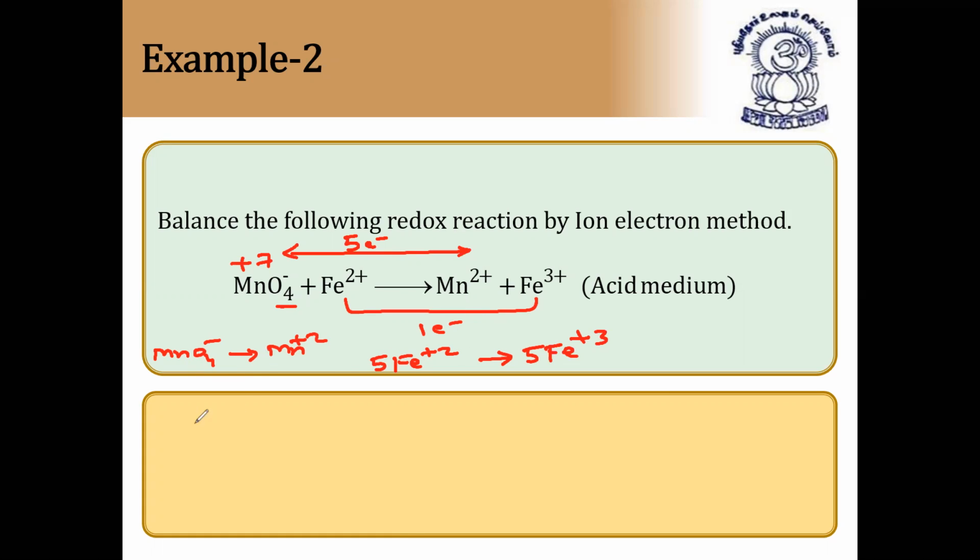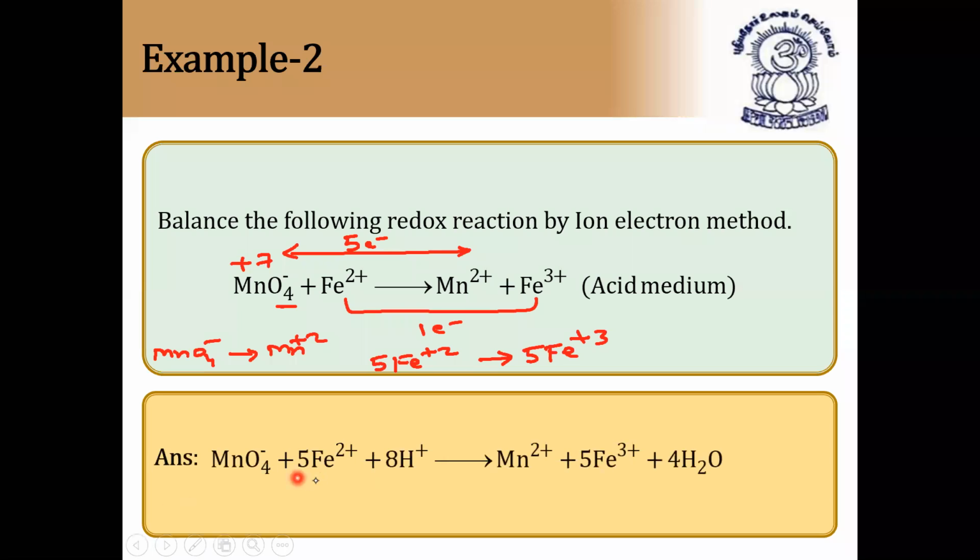So the final equation also you can write easily. We have to write 4 water molecules on the right hand side and 8 H plus on the left hand side, and 100% you'll get the answer. Let us see the answer now. As I told you, 8 H plus on the left hand side and 4 H2O on the right hand side, because 4 water molecules you have to add, and on the other side we have to add an equal number of H plus. 5 iron, nothing is there, so no oxygen, so balanced directly. So MnO4 minus plus 5 Fe plus 2 plus 8 H plus gives Mn plus 2 plus 5 Fe plus 3 plus 4 H2O.